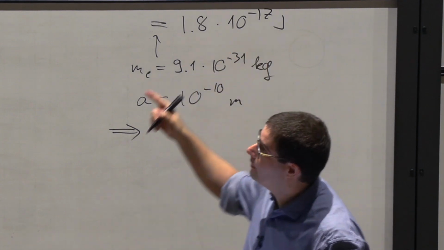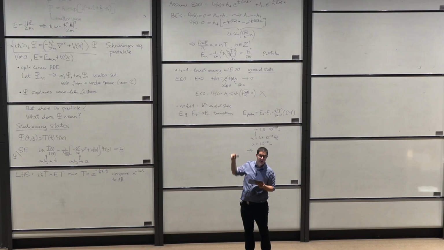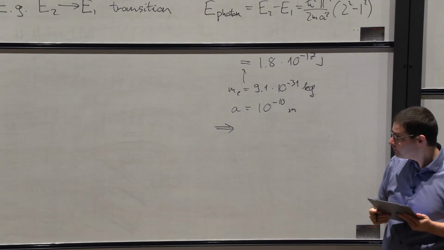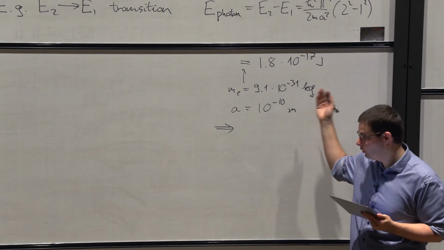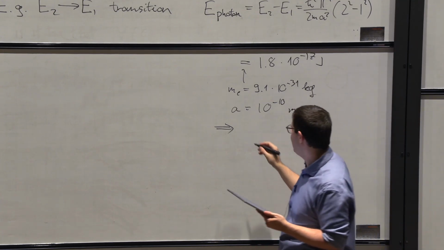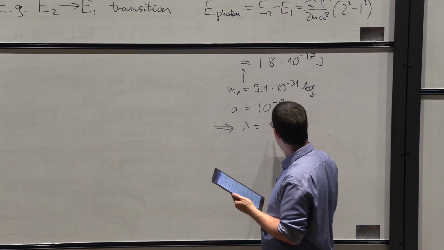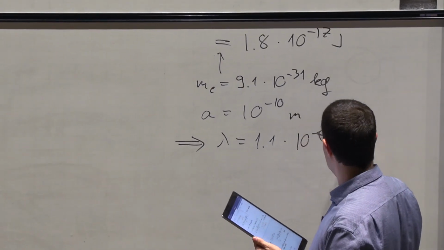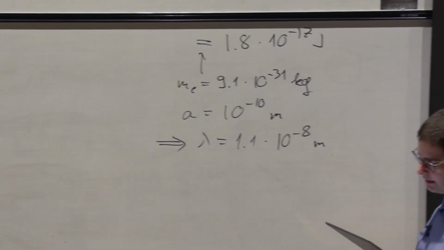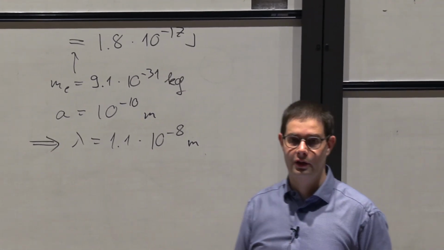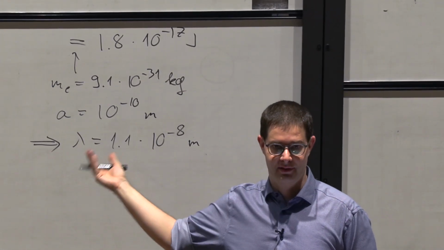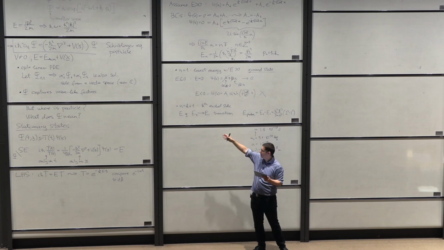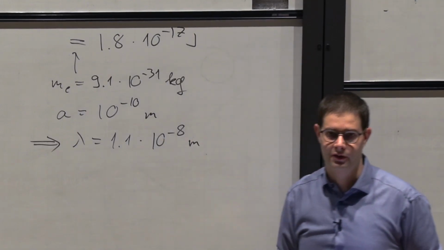So we have energy, then we can convert it by h bar omega to frequency. And we had that relation last time, how to convert omega to wavelength. If I use that, I get that this is 1.1 times 10 to the minus 8 meters, so 10 nanometers. That's actually the correct order of magnitude for the first excited state to ground state transition in hydrogen.